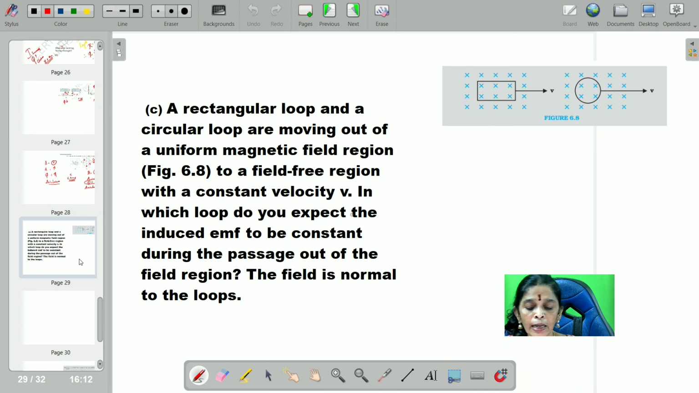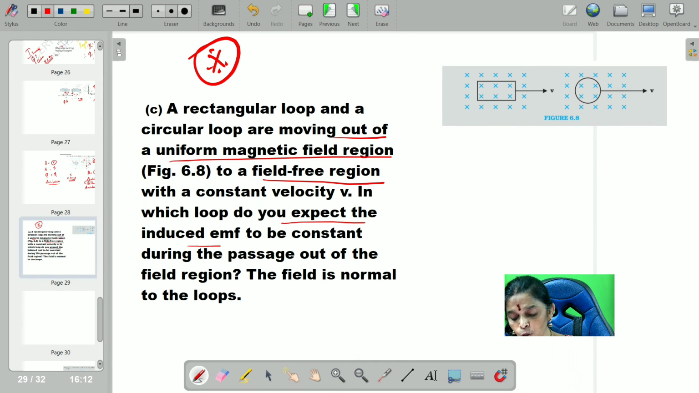Now next, a rectangular loop and a circular loop are moving. It's a $1 million important question. A rectangular loop and a circular loop are moving out of a uniform magnetic field region to a field-free region with a constant velocity. In which loop do you expect induced EMF to be constant? See, it is ultimately given induced EMF is produced in both the cases. But which loop is it constant during the passage out of the field region?